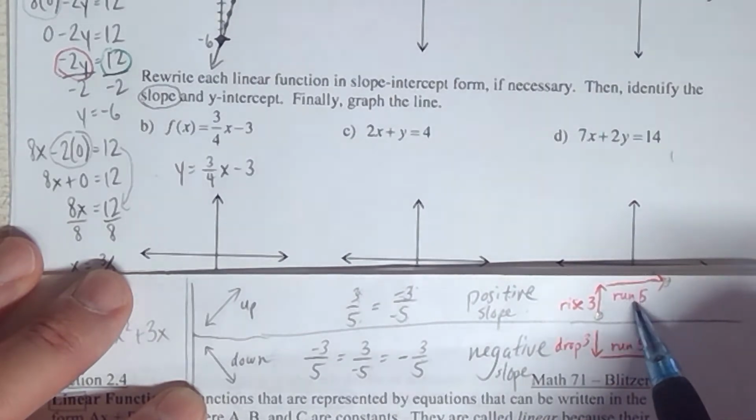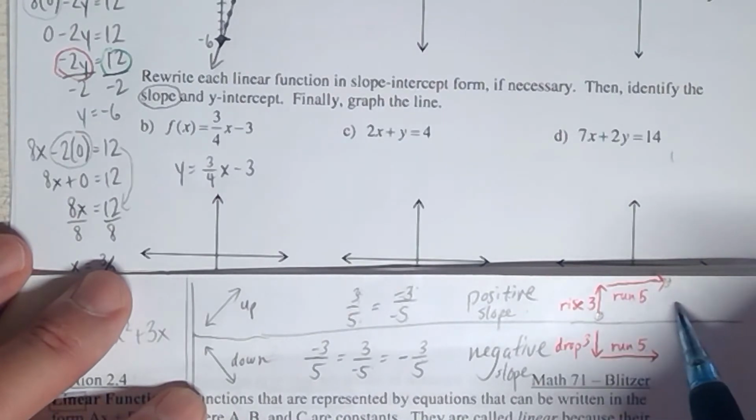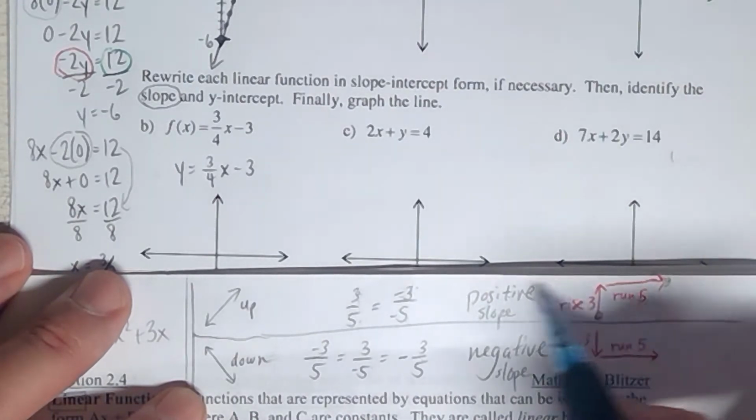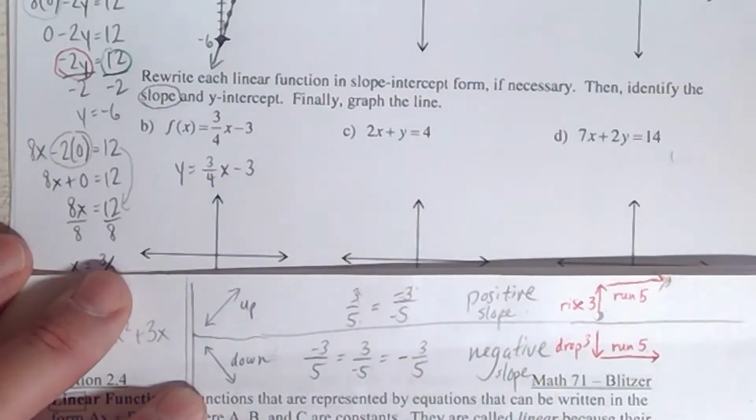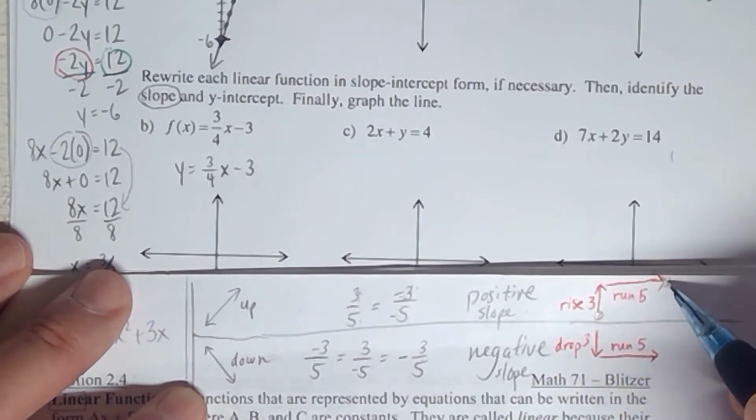And when I say run, very important, so there's no confusion, I mean running to the right. I don't mean running to the left. That would be a completely different location, and you would get all messed up. So when I say rise and run, I mean rise and run to the right.